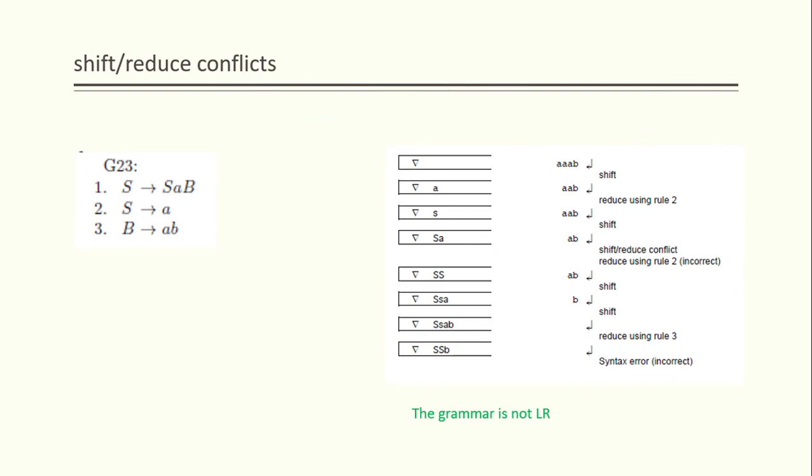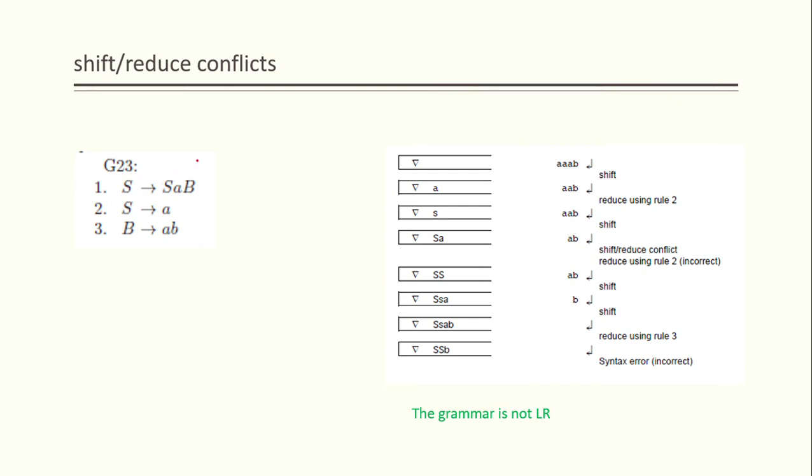Okay, there is also a case when there is a conflict, which means that you do shift and reduce, but you don't get into the accepting status. There are two reasons. One, if you look into this example, grammar 23. Okay, this is grammar 23.